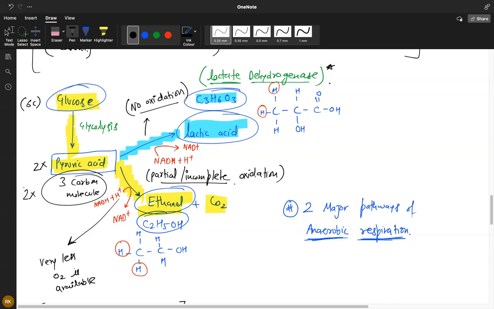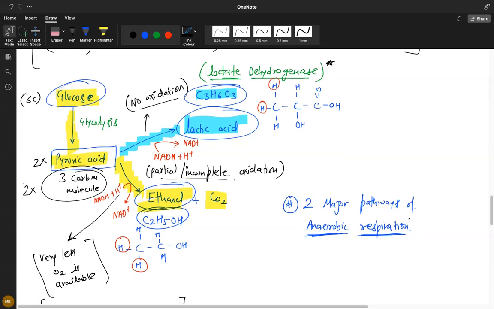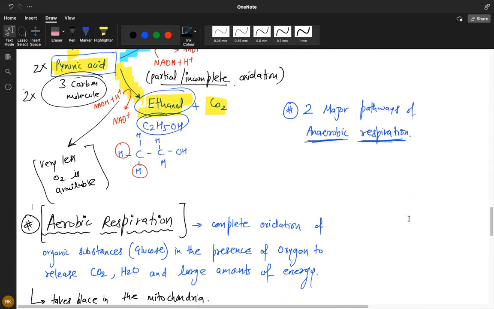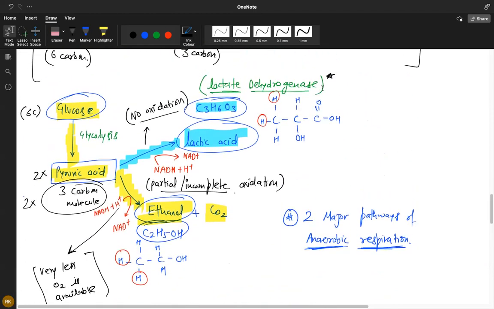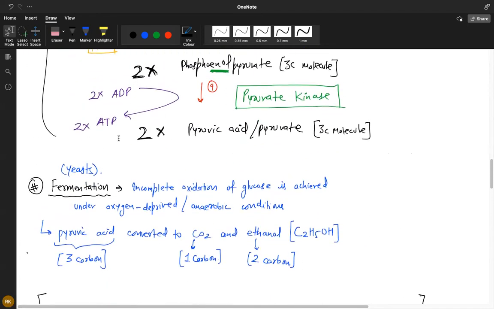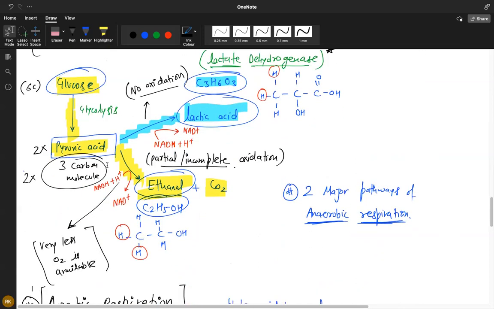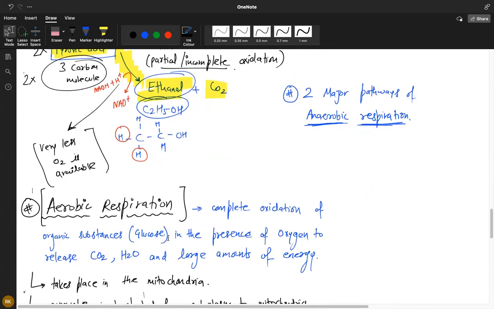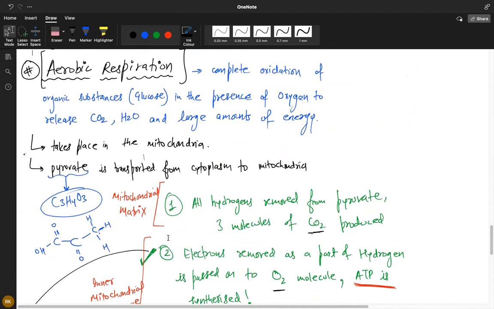Just remember this name. Under partial or incomplete oxidation, as we know, ethanol plus CO2 is formed, right? When very less oxygen is available. So these are the two major pathways of anaerobic respiration, which happens in the absence or scarcity of oxygen, right? We realize that there is no energy production happening here, correct? So whatever energy was produced from glycolysis, which is 2 ATPs, is all that we have produced till now. Okay. Now we go for aerobic respiration next.